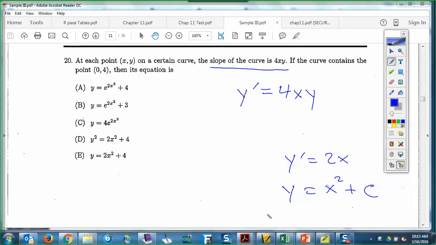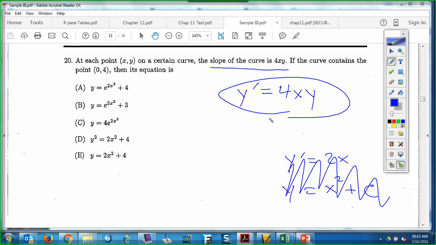Put the initial condition in there, and we can find the C value. Now, Macy said an antiderivative. That's how that one can be solved, with an antiderivative, right? That's how we can find the original function. But in this one, back to this problem, can we do an antiderivative on that one?